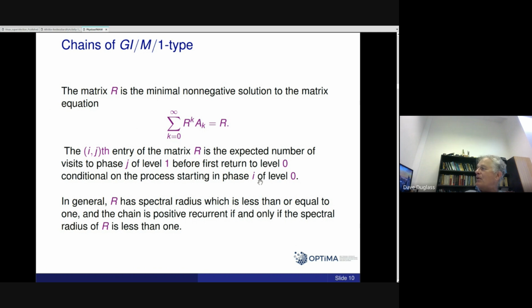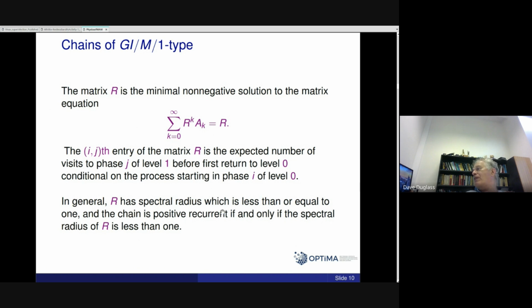So imagine you're at level 0 in phase i, you start off your Markov chain. Now, it might go from phase i of level 0 to some other phase k at level 0. If it does, it never visits level 1, so we don't count any visit. But it might go up to level 1 in some phase, say l, and then it might go to a different phase at level 1. It might go up to level 2 and 3 and 4, and then come back to level 1 and visit a few more phases at level 1, and then go up again. But at some stage, it's going to come down. And when it does, that's the end of the count. So what we've counted is the expected numbers of visits to all these phases at level 1 before first return to level 0, conditional on starting in phase i of level 0. So it's a fairly complicated matrix of expected number of visits before a random time, this return time to level 0.